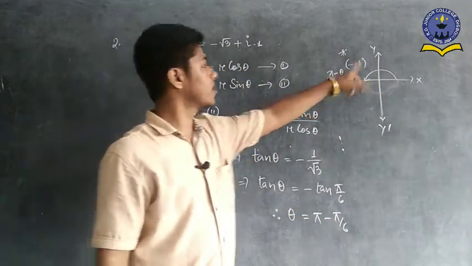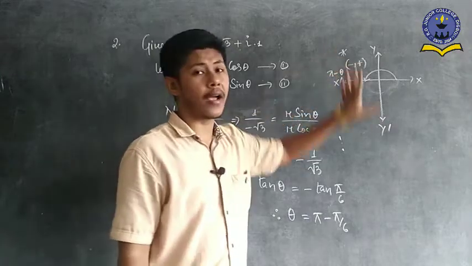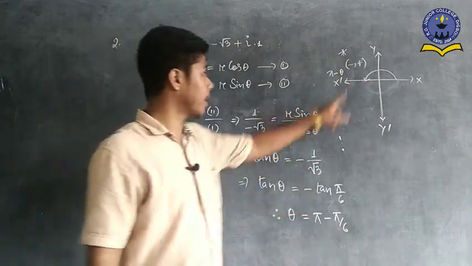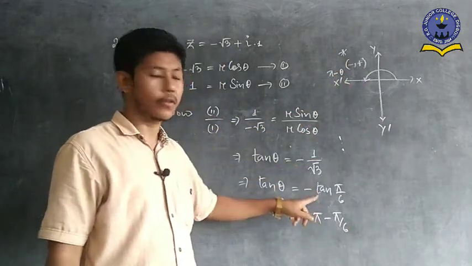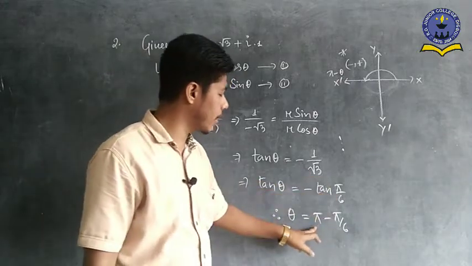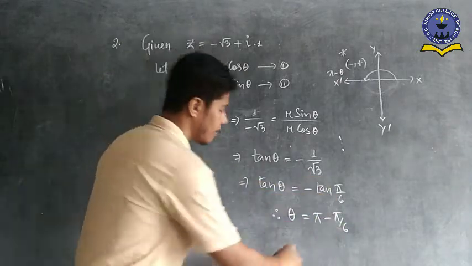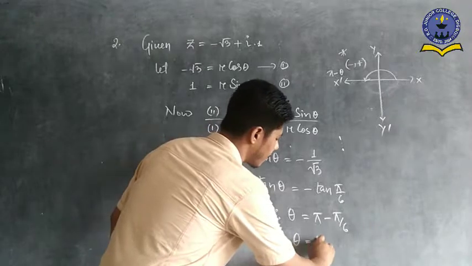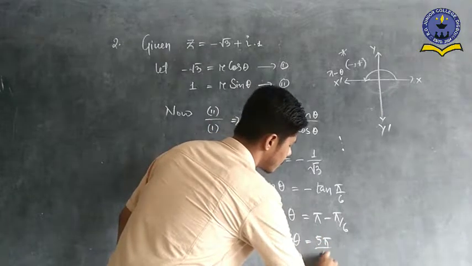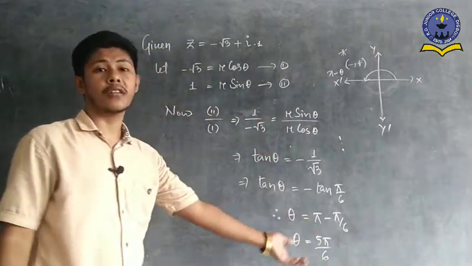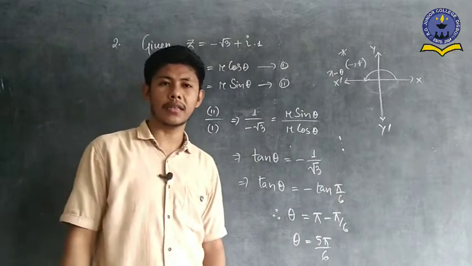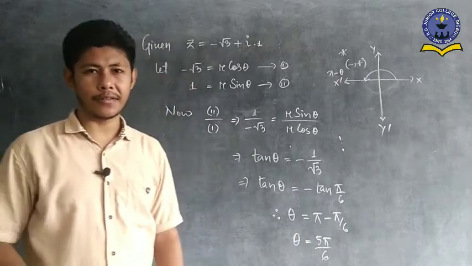Second quadrant, the positive angle, so that's why we have to write pi minus theta, because in the second quadrant tan is what? Negative. So no need to check this one, directly we can write pi minus pi by 6. Ultimately from here, theta equals what do we get? 5 pi by 6. This one is our argument. Is it clear? I think all of you understood this one now.